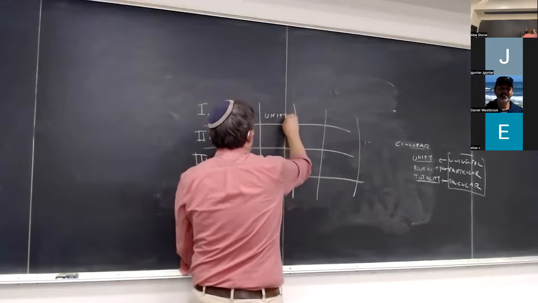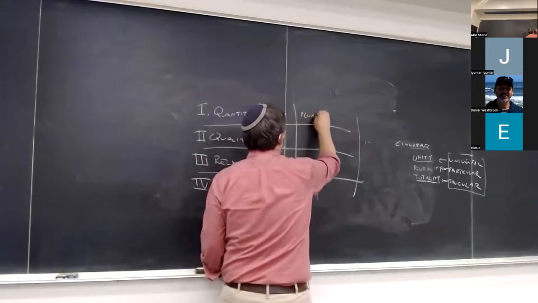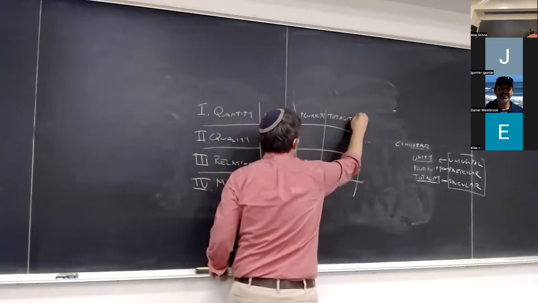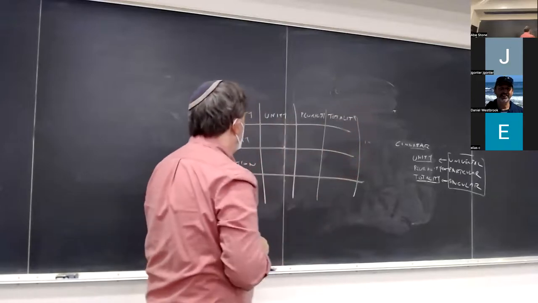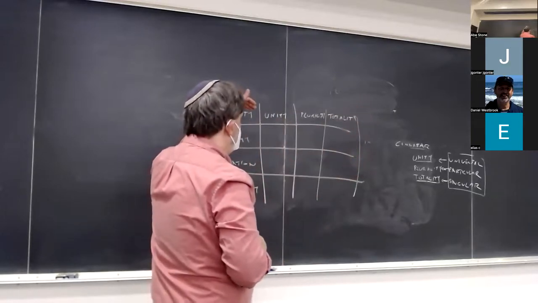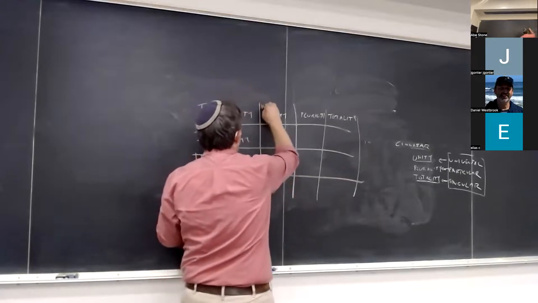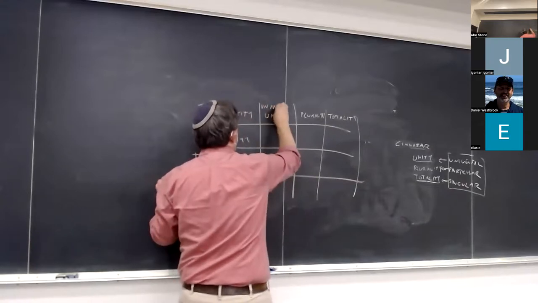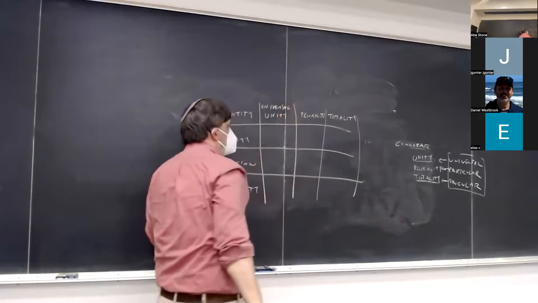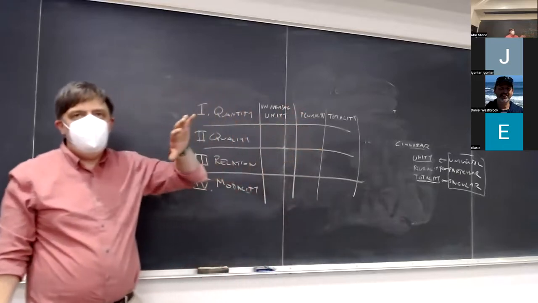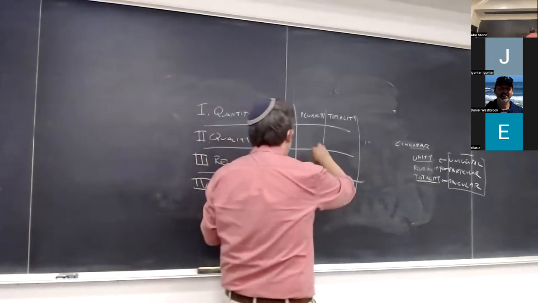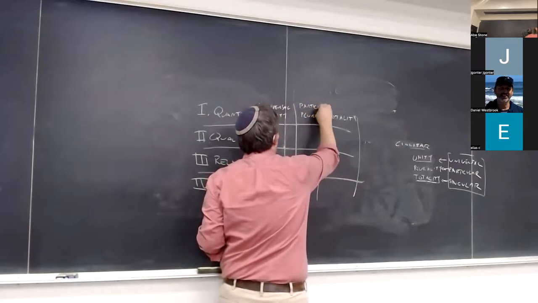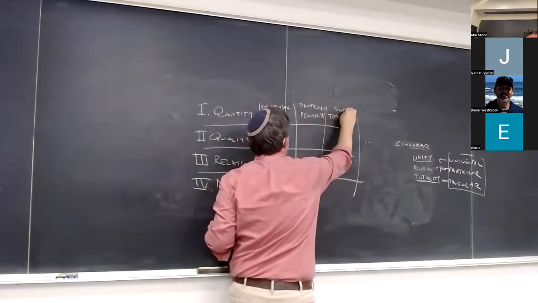Like I've already written these over here: unity, plurality, and generality. Actually, I should have left more room here so I could also write the corresponding forms of judgment. If you can't read what I'm writing, which you probably can't, you can always look at the table in the book. I'm just reorganizing it here. Universal, particular, singular.